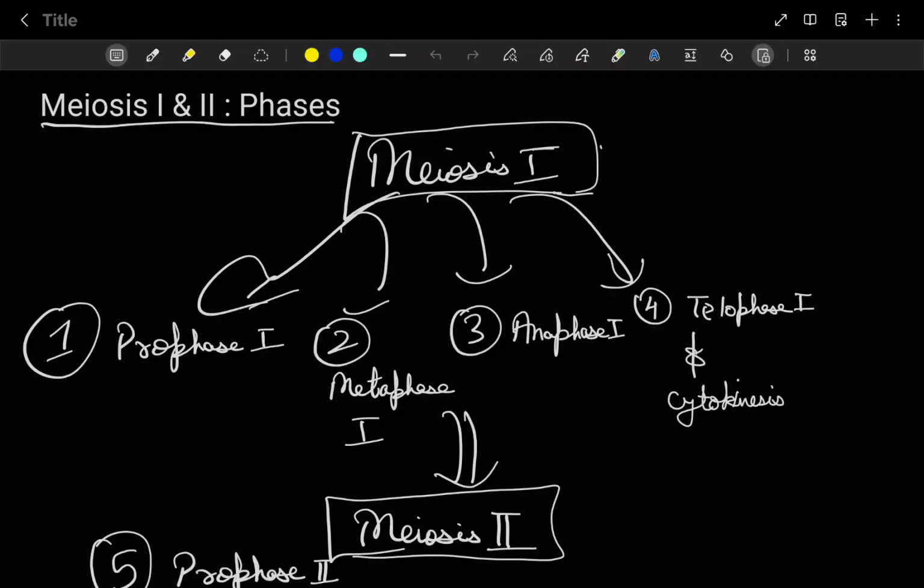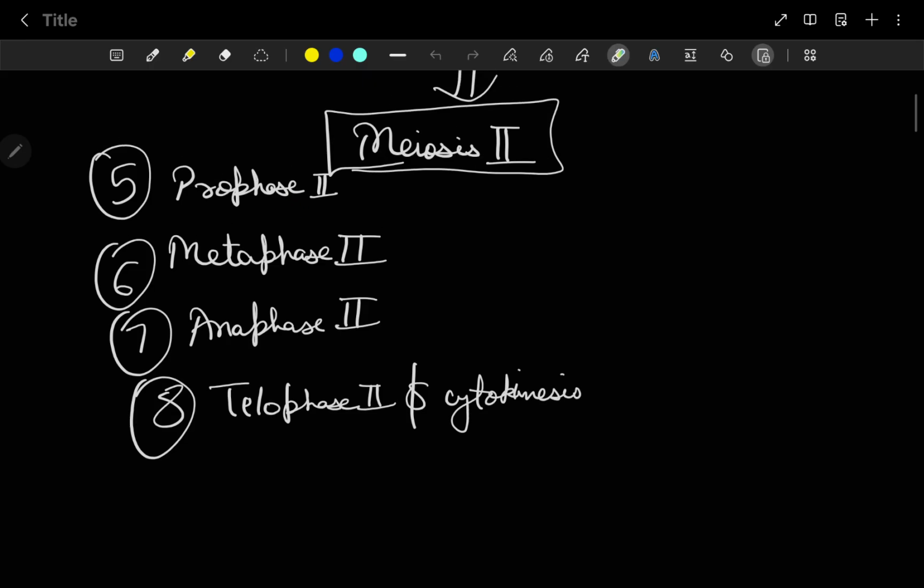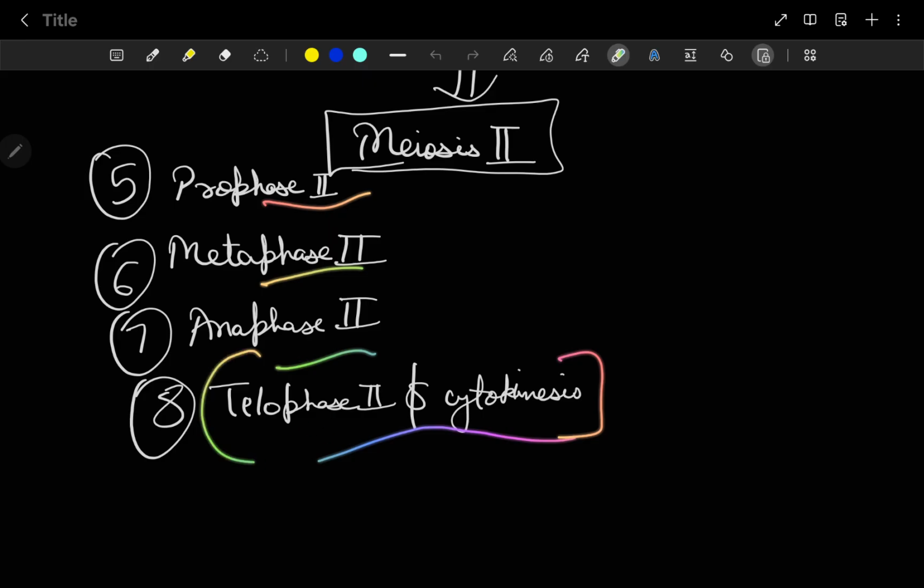Guys, today we'll study about meiosis 1 and meiosis 2 phases. We'll just continue from the interphase first part and we'll study about meiosis 1 first. After that, we'll discuss prophase 1 and metaphase 1, then anaphase 1, and lastly telophase 1 and cytokinesis. Then we'll step towards meiosis 2. We'll discuss prophase 2, metaphase 2, anaphase 2, telophase 2 and mainly cytokinesis.